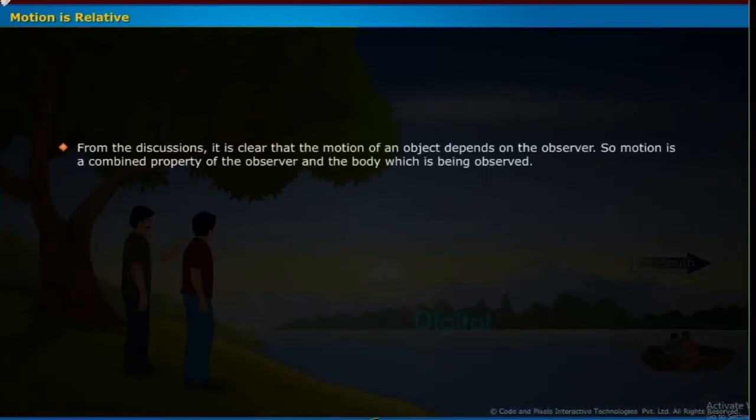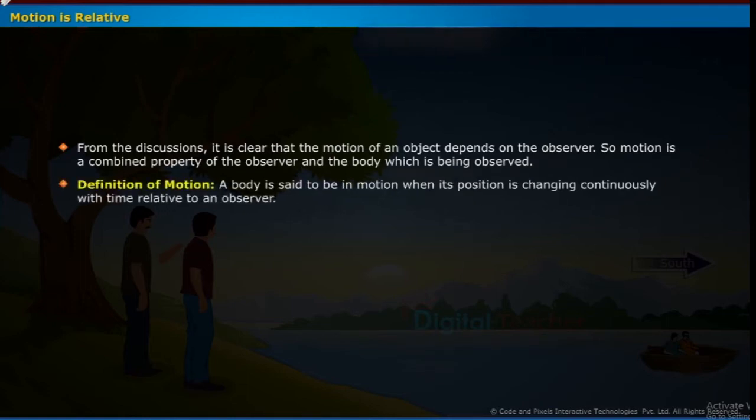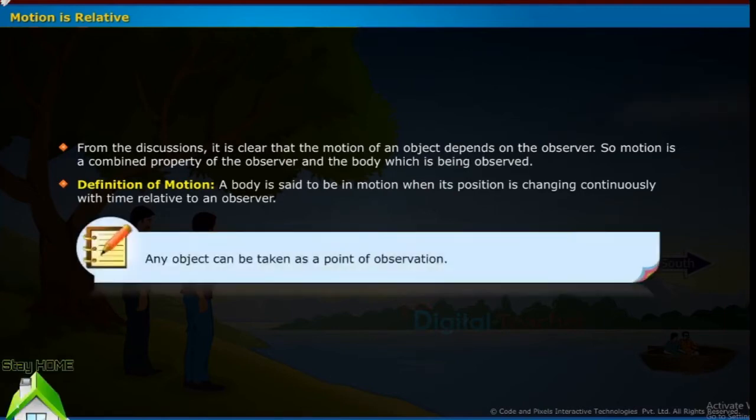From the discussions, it is clear that the motion of an object depends on the observer. So motion is a combined property of the observer and the body which is being observed. Definition of motion: a body is said to be in motion when its position is changing continuously with time relative to an observer. Note: any object can be taken as a point of observation.